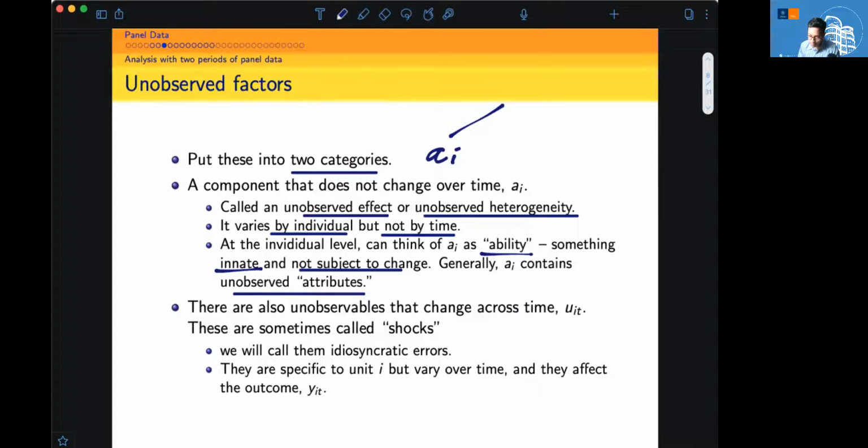There are also unobservables that change across time, which is u_it. These are sometimes called shocks. We can also call them idiosyncratic errors. They're specific to unit i, but vary over time. And at the same time, they also affect the outcome. So basically, this is hopefully an exogenous shock that affects the outcome, and it's specific to that individual or that entity i, and it's different across time.